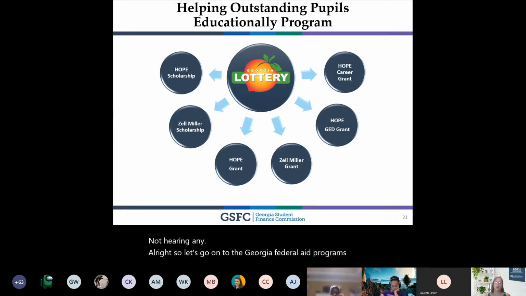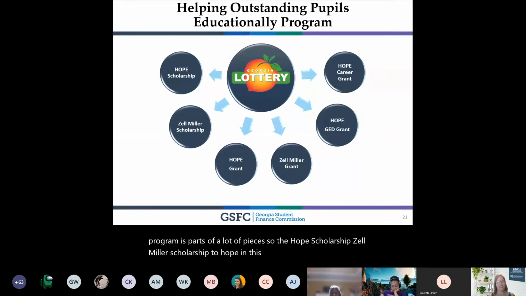So let's go on to the Georgia aid programs, which most of you are familiar with. The HOPE program. The HOPE program is made up of a lot of pieces. So the HOPE Scholarship and Zell Miller Scholarship, the HOPE and the Zell Miller Grant, the GED Grant, and the HOPE Career Grant. All of that is part of the HOPE program, which is funded by the Georgia Lottery.